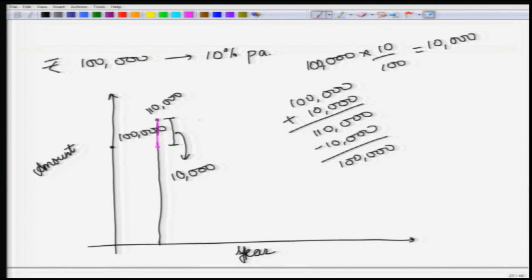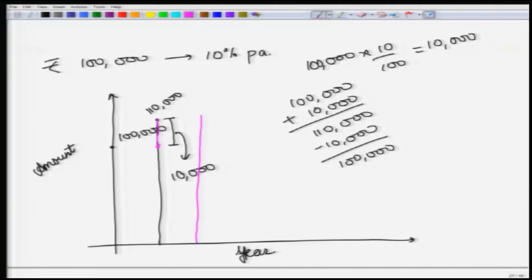Now, at the end of the second year, again the bank is giving you the interest. Now, because the principal is the same, it is 100,000 rupees. So, now the interest also is the same, it is again 10,000 rupees, and so the amount again goes up to 110,000.